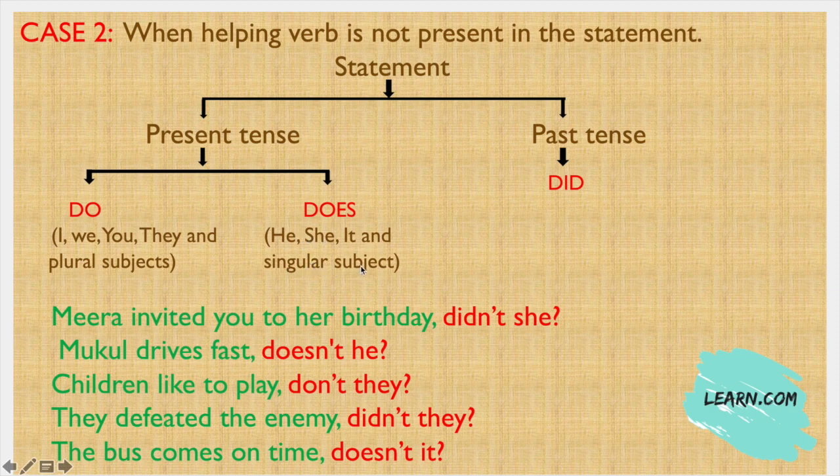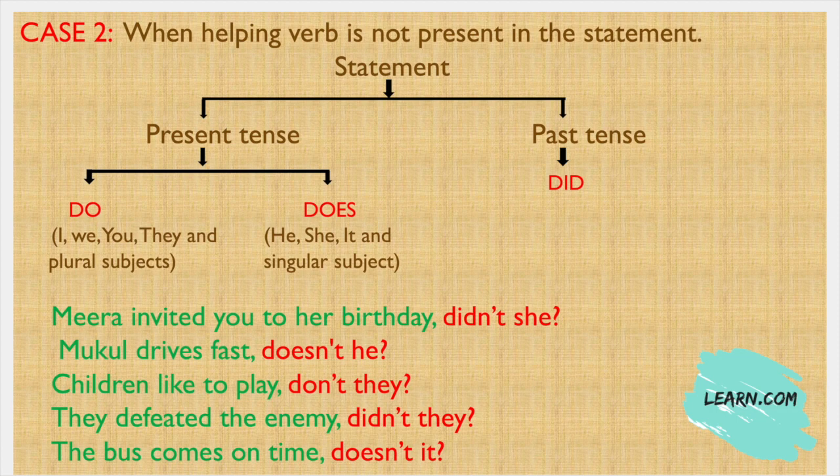So in case of present, if you identify the statement as present, then look for the subject or the pronoun. Depending upon that, you have to use do or does. If there is I, we, you, they or a plural subject in the statement, you have to use do. If there is he, she, it or a singular subject, you have to use does. And if the sentence is in past, you have to use did. So simply remember that when a helping verb is not present in the statement, you are supposed to use these three: do, does and did.